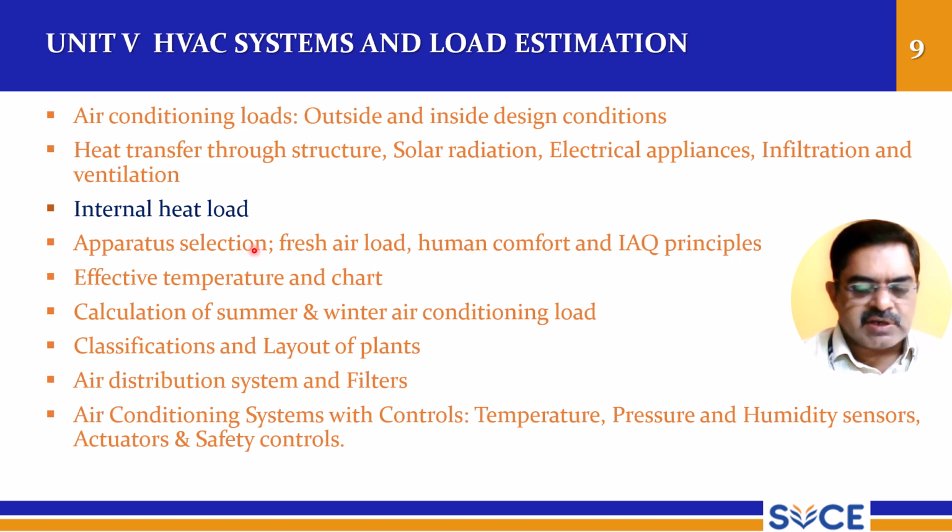We are going to discuss that in detail, and then we shall discuss effective temperature and chart. Then we will move on to calculation of summer and winter air conditioning load, and then classification and layouts of plants. So these are the topics, and then we have air distribution systems and filters, air conditioning systems and controls, temperature, pressure, humidity, and the sensors and actuators and safety controls. So this we are going to discuss in our subsequent sessions.